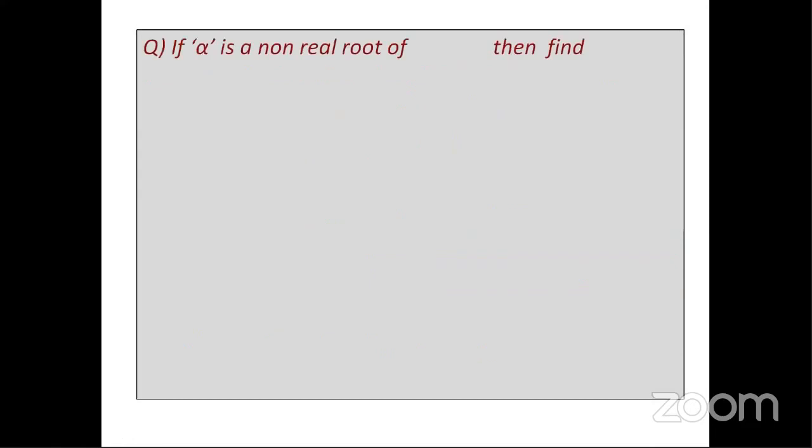If alpha is a non-real root of x power 6 is equal to 1, then find alpha power 5 plus alpha cube plus alpha plus 1 divided by alpha square plus 1.